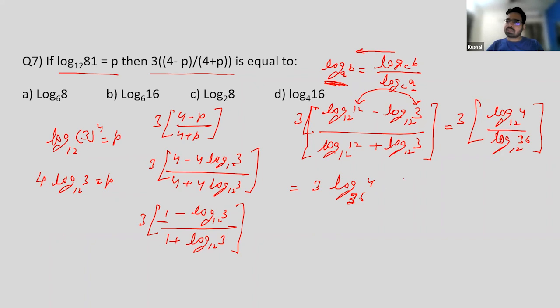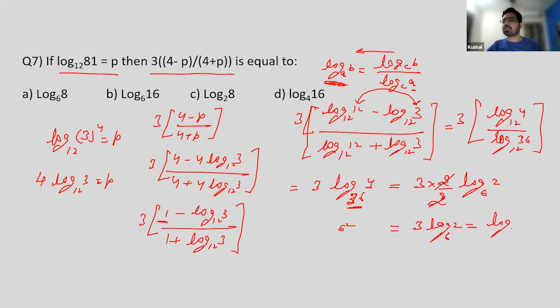Let's rewrite the entire thing. Again, this is 3 times 2 by 2 log base 6 of 2. What have I done? 36 has been written as 6 square and 4 has been written as 2 square, and then the 2 has been taken over here. So this will get cancelled out. What we will be left with is 3 times log base 6 of 2, which is log base 6 of 8. This is the value. So option A will be the correct answer.